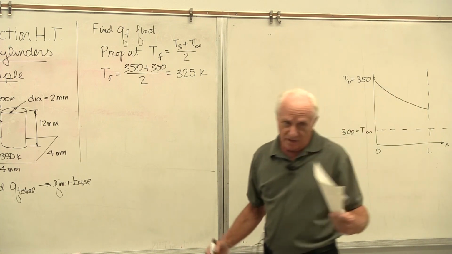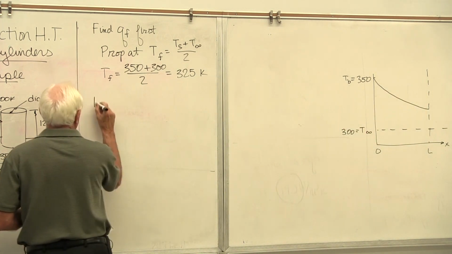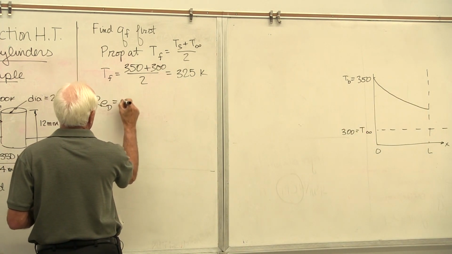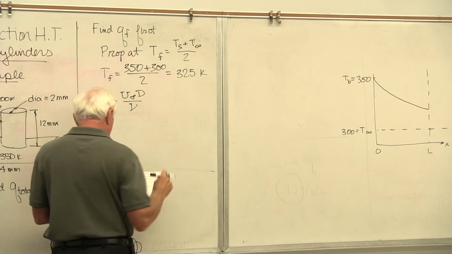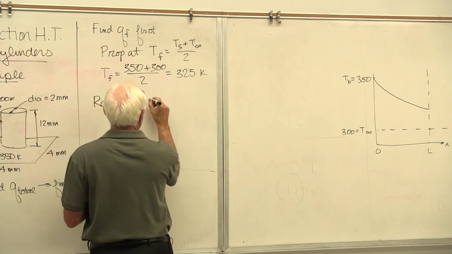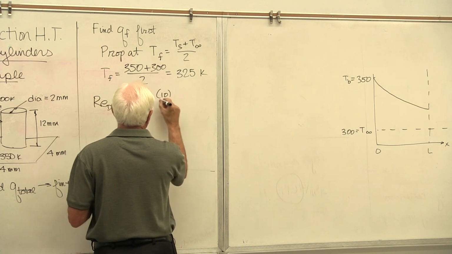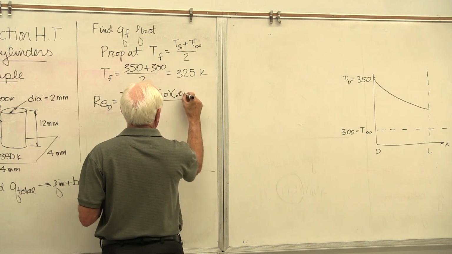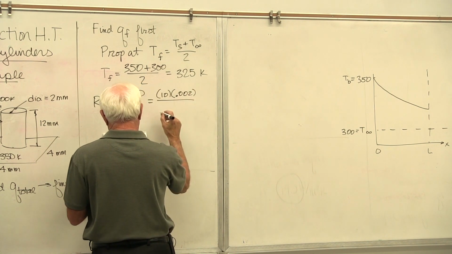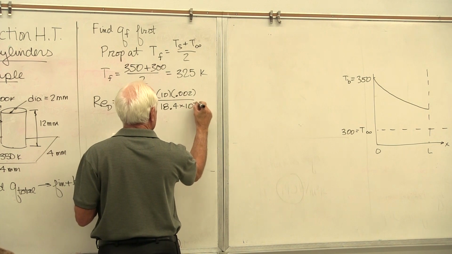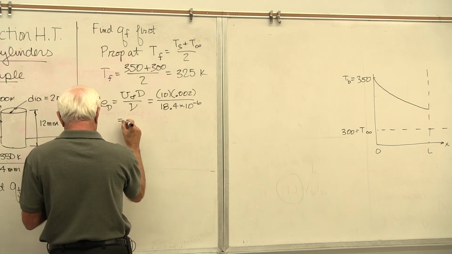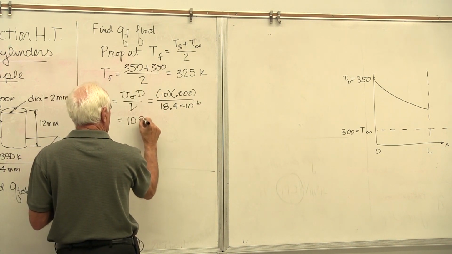Next step, chapter 7. Get the Reynolds number. Okay, Reynolds number based on D: U infinity D over nu. I'll put the numbers in here. 10 times 0.002, kinematic viscosity 18.4 times 10 to the minus 6. Reynolds number, 1,088.